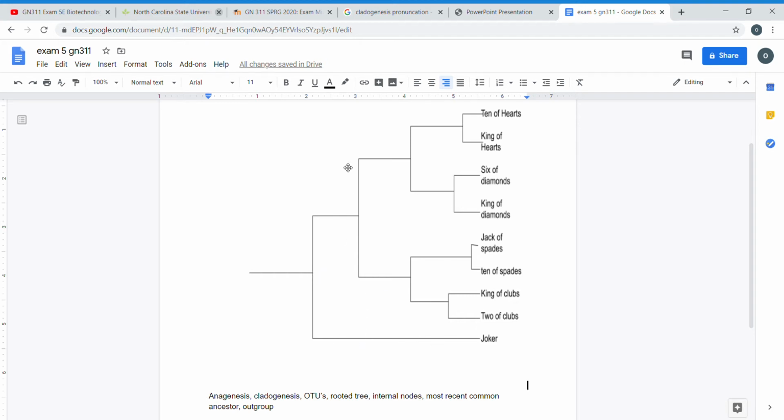So from the Joker, it's split off to having numerical values. From here, it's split into the red and the black cards. And then from there, it evolved into the spades and the clubs. The black cards did. The red cards evolved into the diamonds and the hearts.